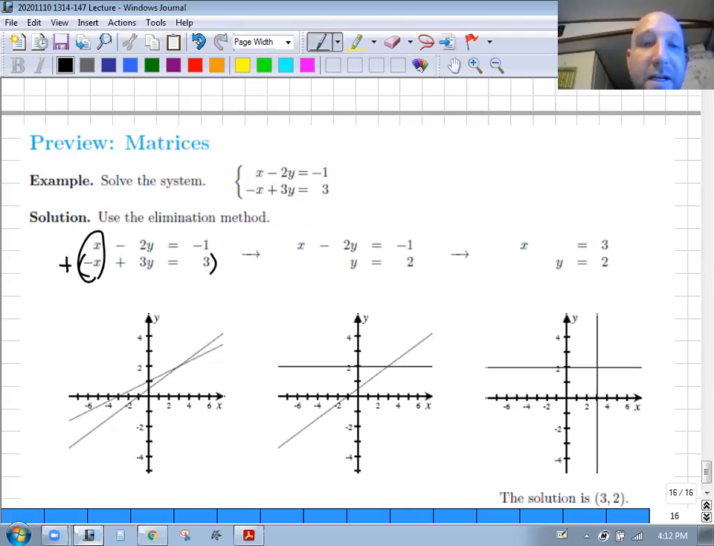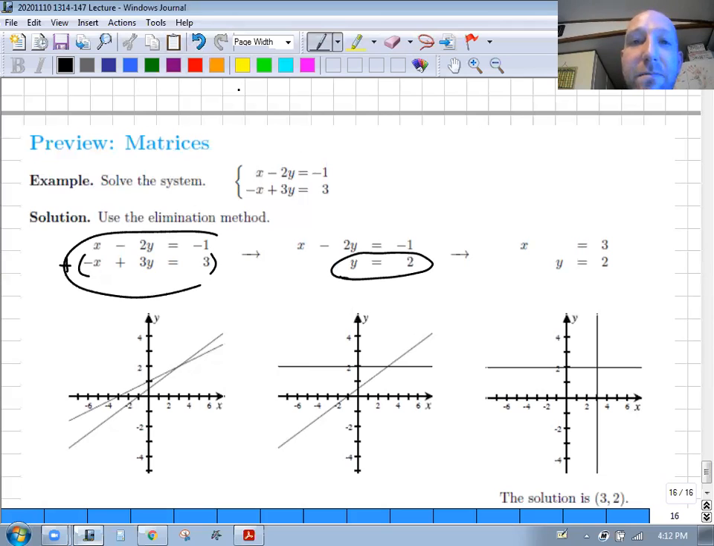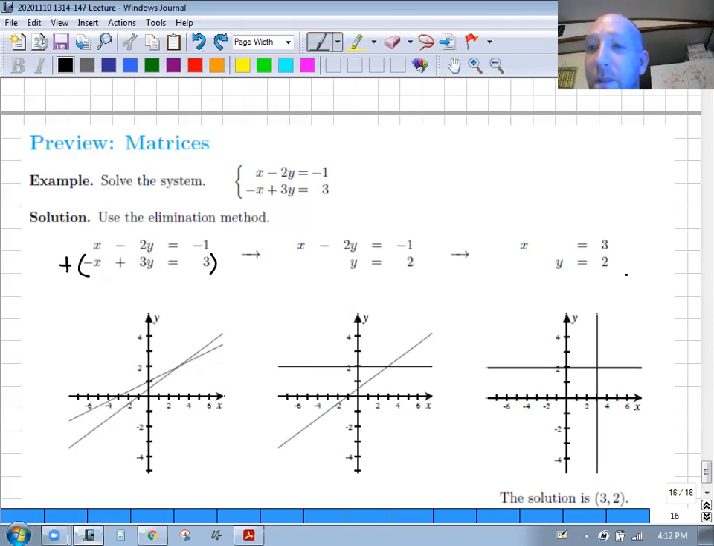x minus x went away. It's a 0. 3y minus 2y is 1y. And then 3 minus 1 is 2. Okay? So this equation here came from adding these together. All right? So now they're keeping the bottom equation. Let's see, where did they get this x equals 3 from this?